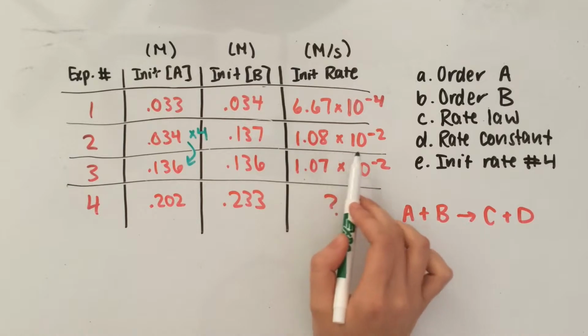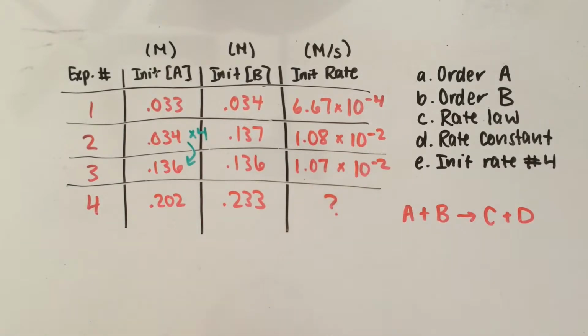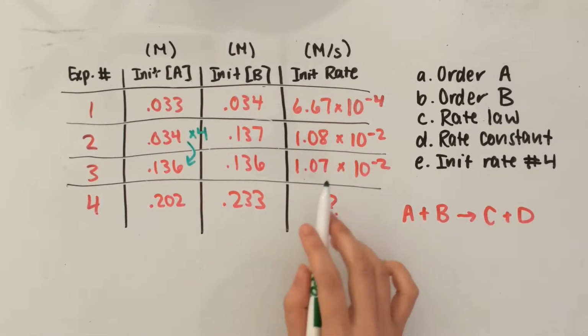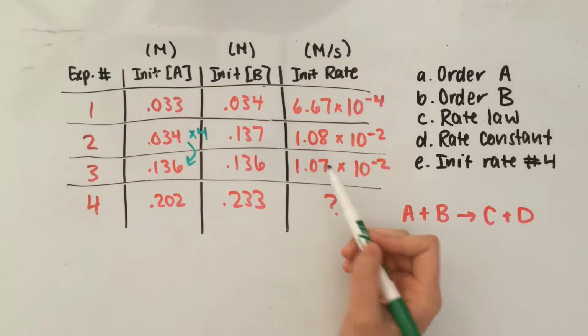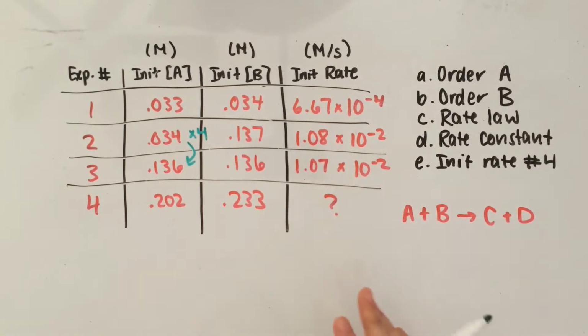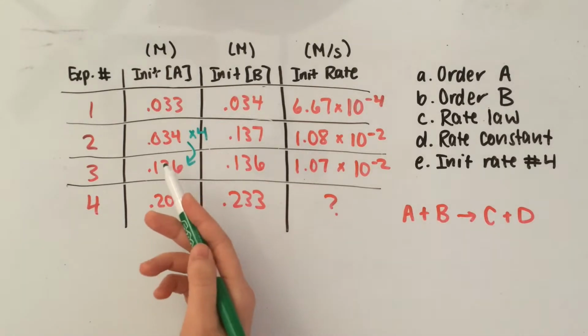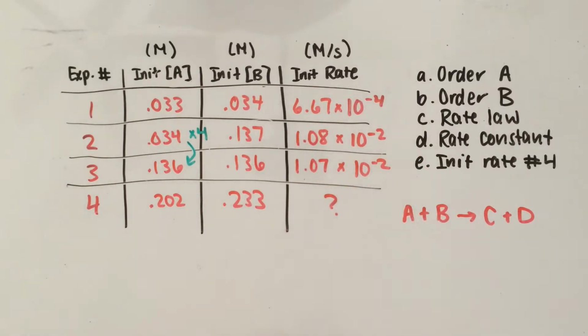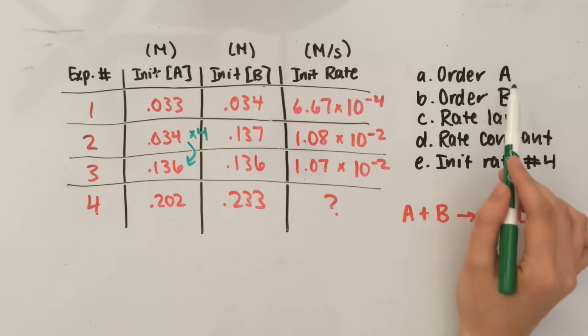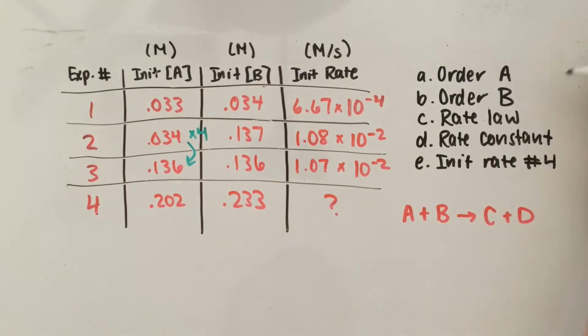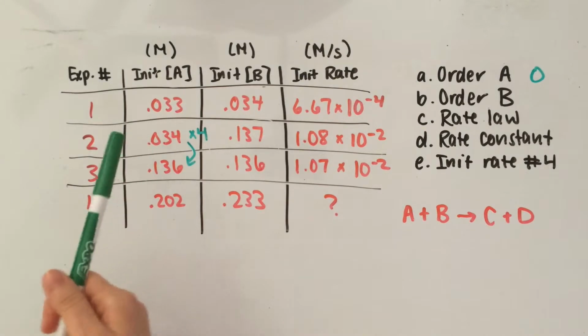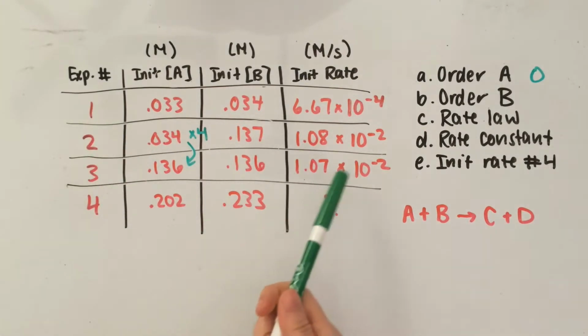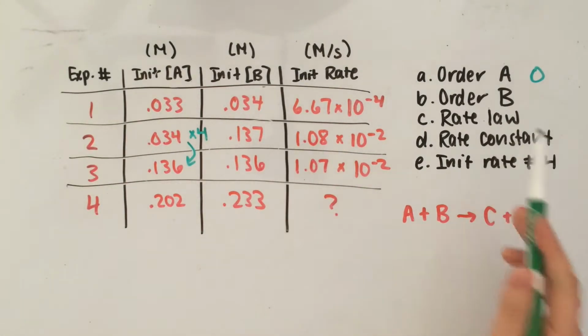I see 1.08 times 10 to the negative 2 and 1.07 times 10 to the negative 2. Well, those are basically the same thing. I just see the 8 and the 7, which only has a difference of 1. So we know that the concentration of A has no effect on the rate since the rate stays constant. That means the order of reactant A is 0, since changing the concentration of A does not change the rate. Now let's look at B.